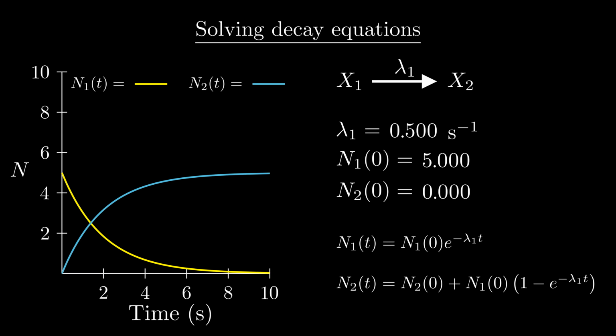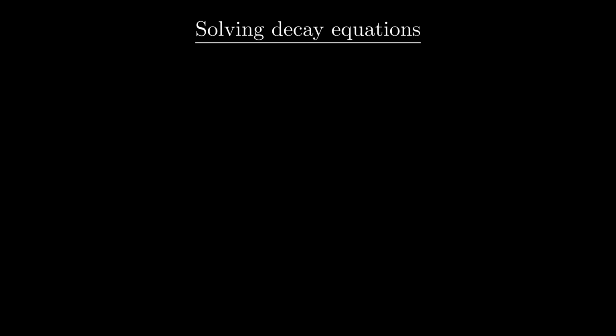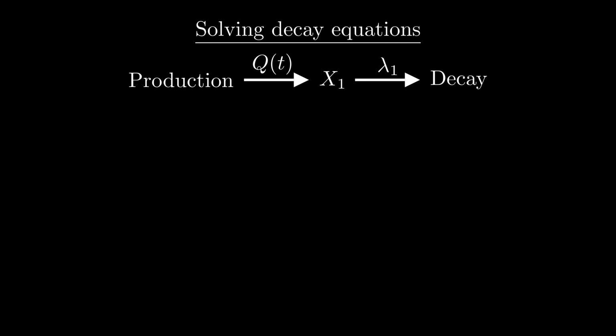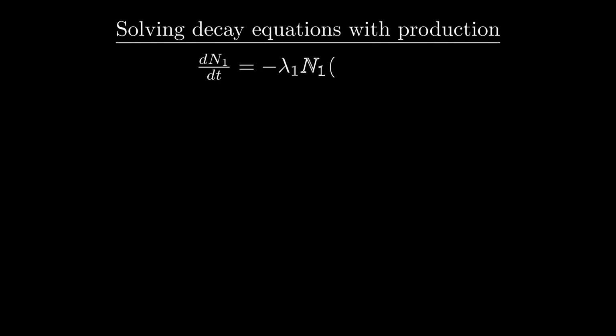Another interesting case we can solve for is the case where an unstable isotope is being produced by some outside process. This could be something like the production of radioactive isotopes within a cyclotron. The differential equation which describes this scenario is as follows. The change in the population of X1 is equal to negative lambda 1 N1 of t plus Q of t. So the first term on the right-hand side of the equation describes the decay of X1, and Q of t is some arbitrary function which describes the production of X1 over time.